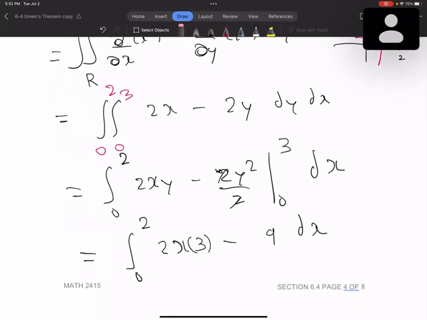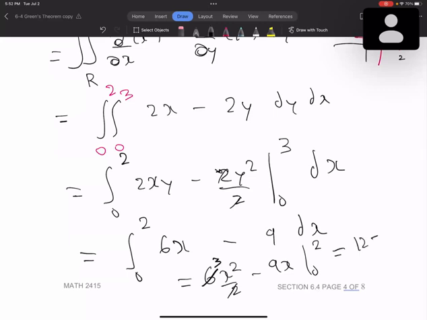So this is 6x. And now you go 6x squared divided by 2 minus 9x between 0 and 2. So that's 3, and then there'll be 2 times 2 is 4 times 3 is 12 minus 18, and this is minus 6. So that's my final answer.